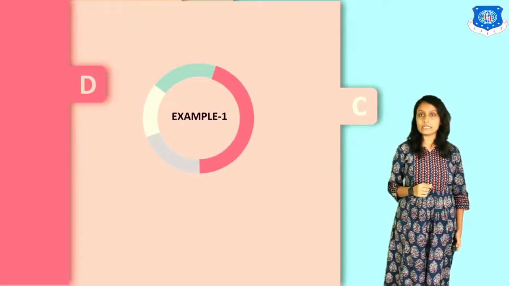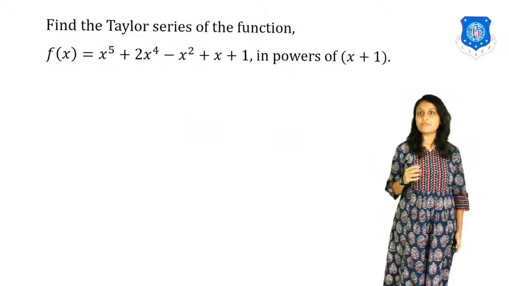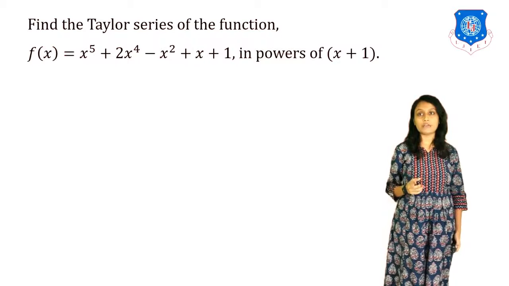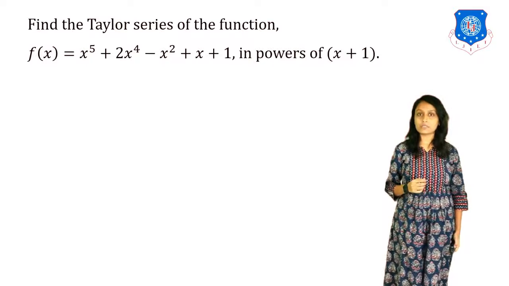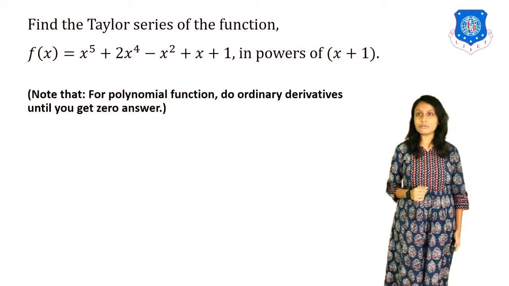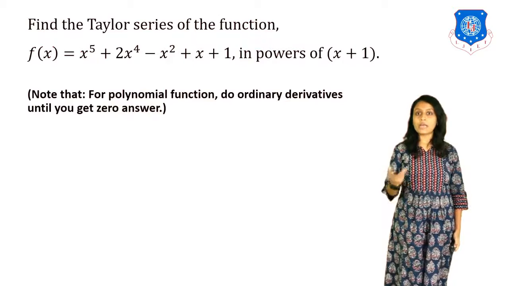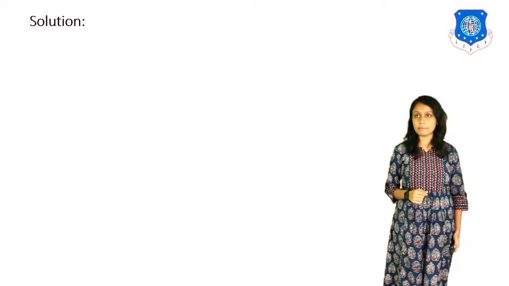First example is, find the Taylor series of the function f(x) equals x raised to 5 plus 2x raised to 4 minus x square plus x plus 1 in powers of x plus 1. First thing I want to tell you is that whenever we have a polynomial function, we will take the derivative until we get answer 0. I'll explain properly in the example.